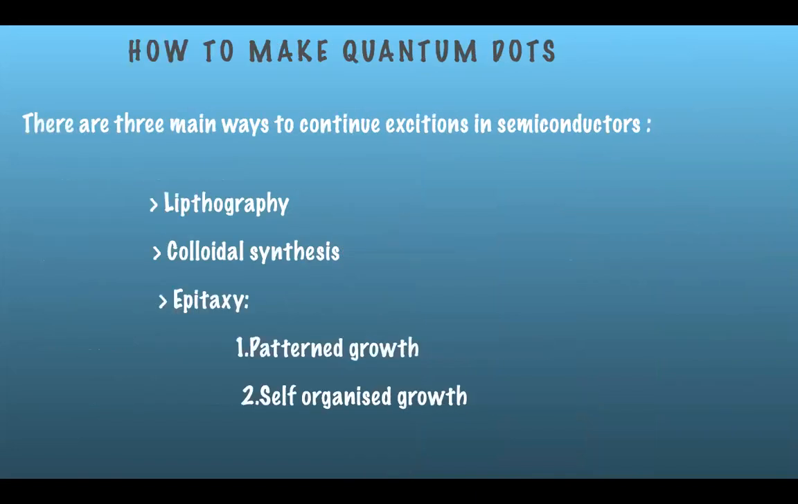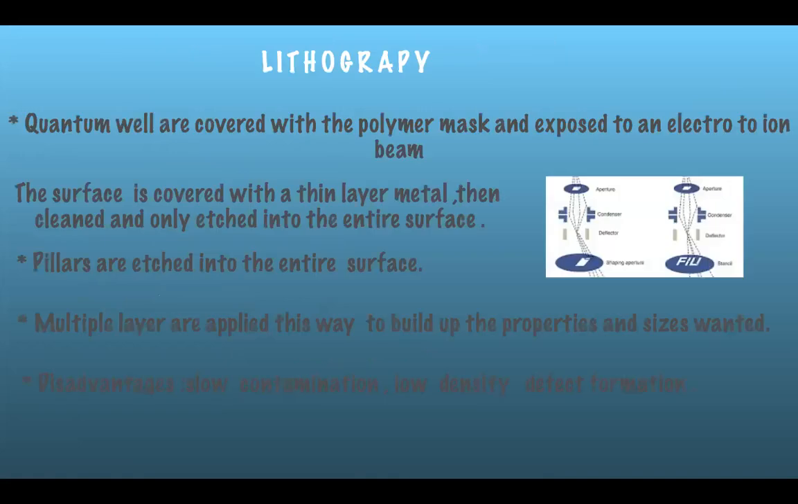And then, how to make quantum dots? Here, there are three main ways to confine the excitons in a semiconductor. The first one is lithography, and then colloidal synthesis. The third one is epitaxy. Epitaxy includes two stages: the first one is pattern growth and the second one is self-organized growth.